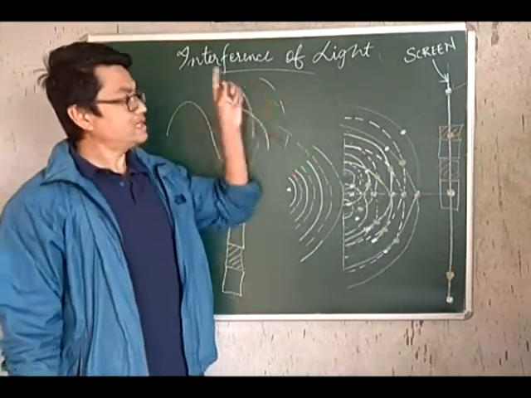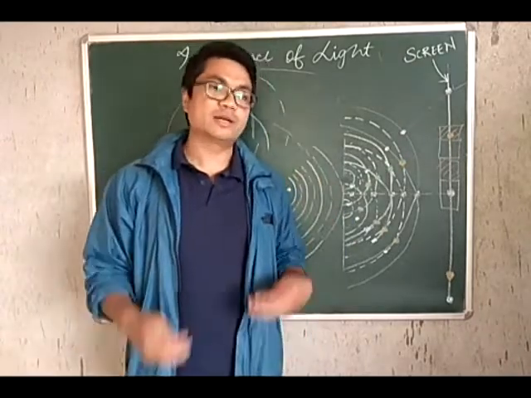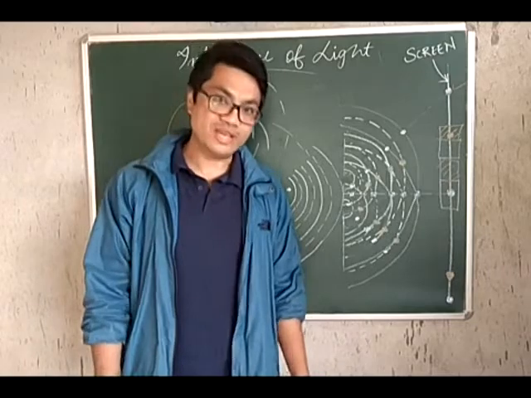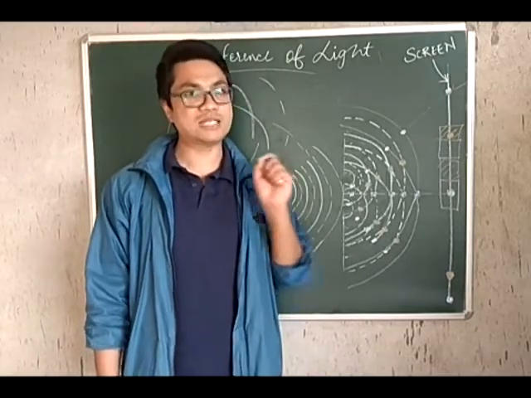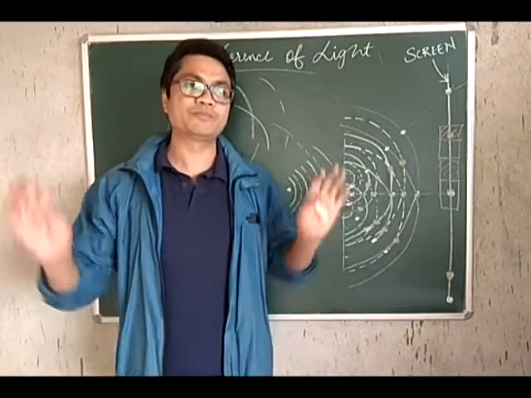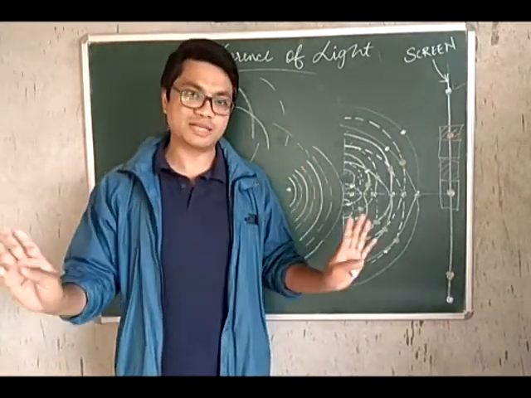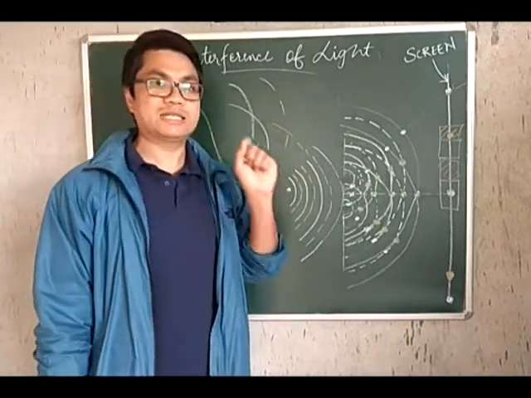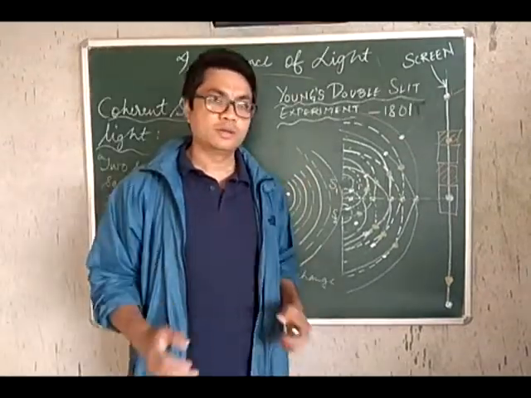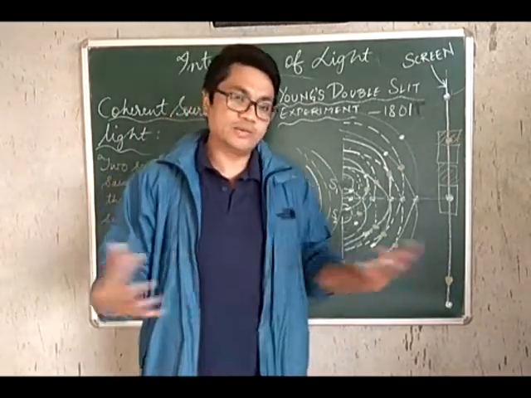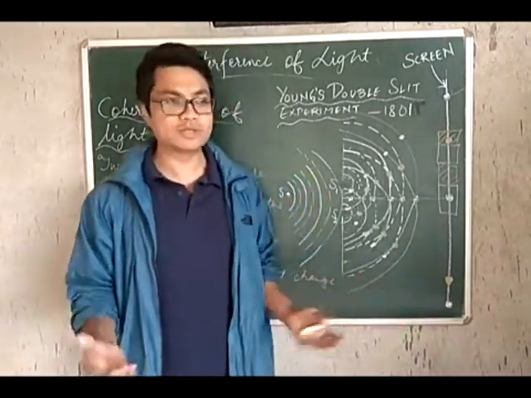Alright, so this phenomenon of interference of light therefore proves that light is a wave and not a particle, because as I've already told you earlier, interference is a phenomenon exhibited by waves and not particles. So therefore this proves that light is a wave.